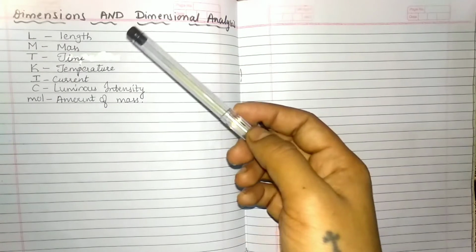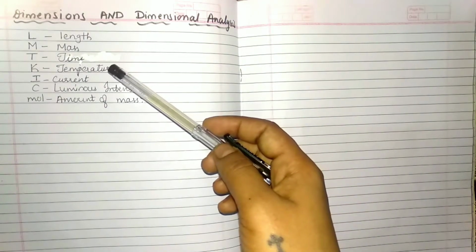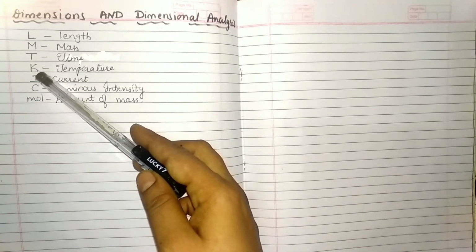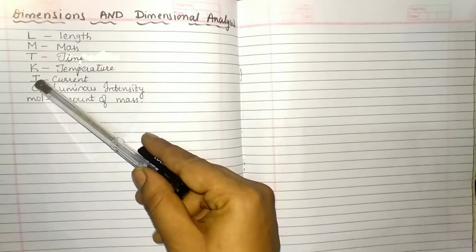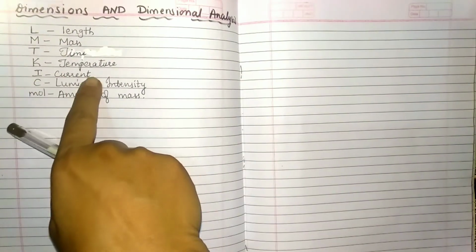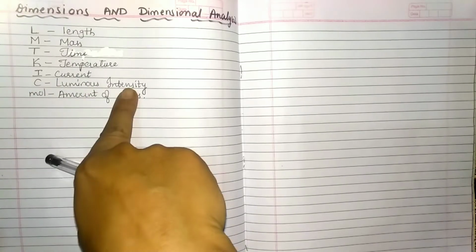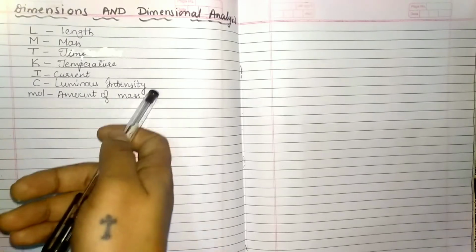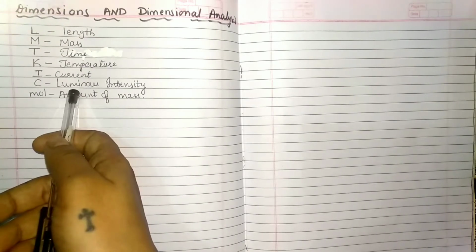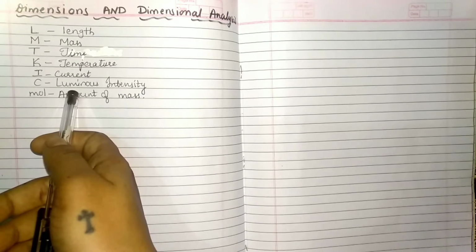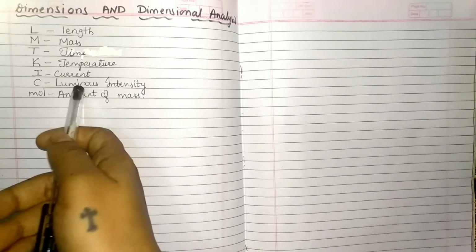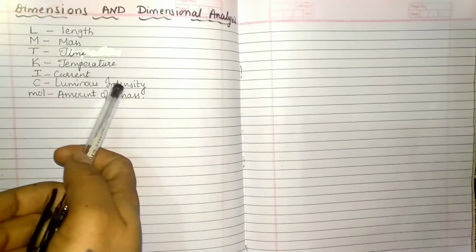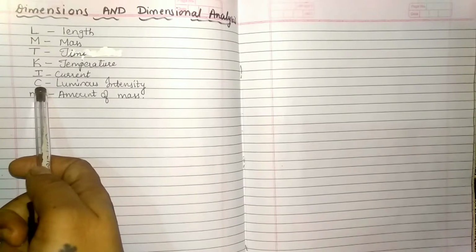Like that, if you are measuring the temperature of an object, then you can use K as a symbol. If you are talking about current, you can take I for current and C for luminous intensity. What do you mean by luminous intensity? Intensity shows the strength. Luminous means brightness. When you take any light of any wavelength, when you talk about the brightness or strength of that light, then it is called luminous intensity. While measuring that, you can use dimension C.